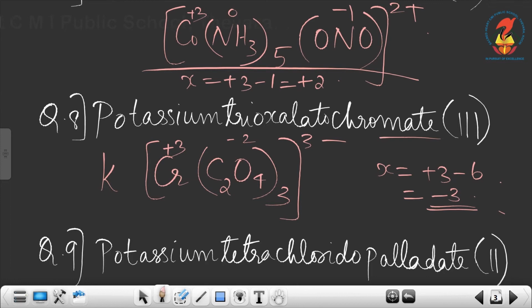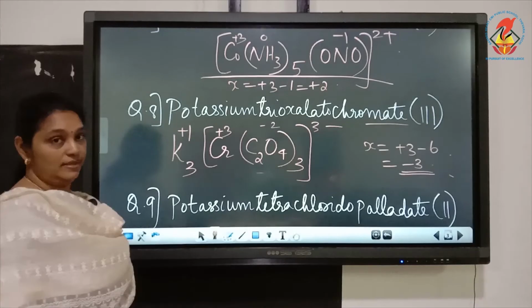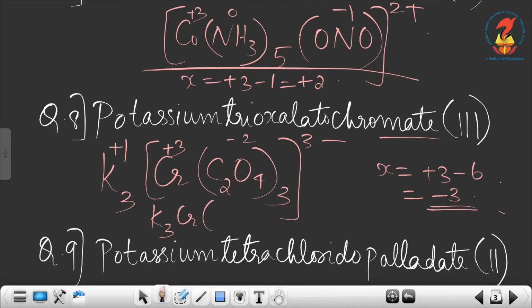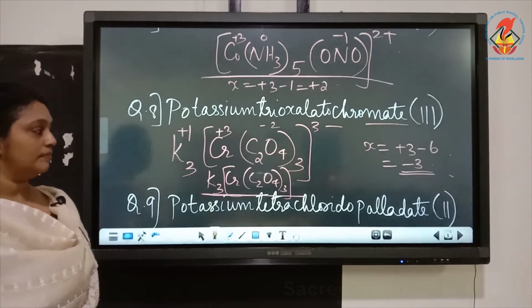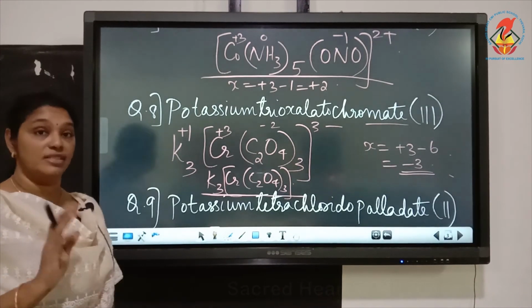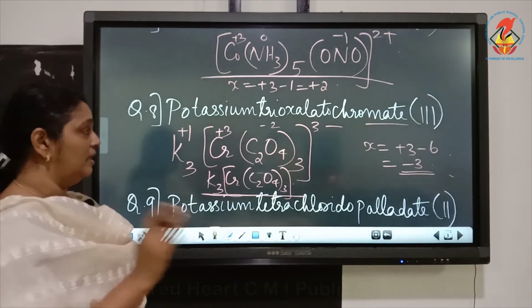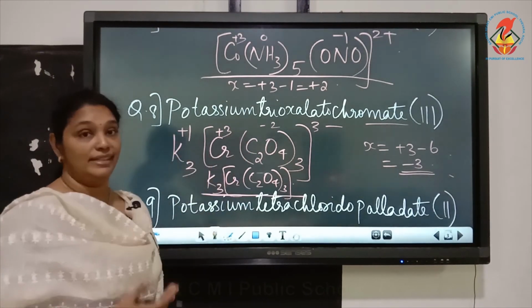The ending 'ate' shows that the charge is negative. Now here it is 3-, which means with potassium charge +1, how many potassium do I need? 3 potassium. So when you write, the formula will be K3[Cr(C2O4)3]. This is the formula of the complex. Okay, when you write the formula, no need to show the charge and all. Those charges are written just for us to understand.